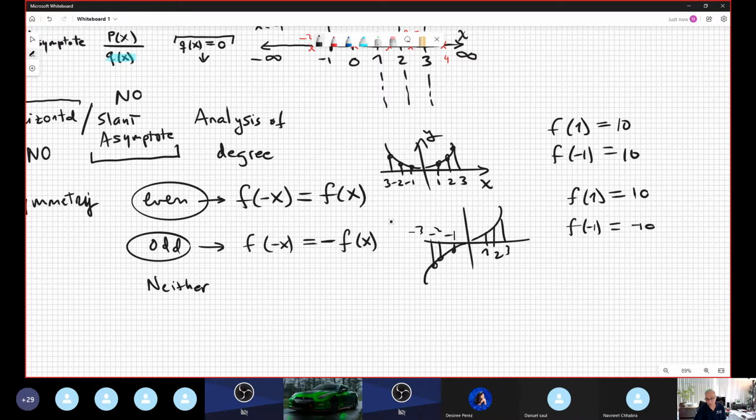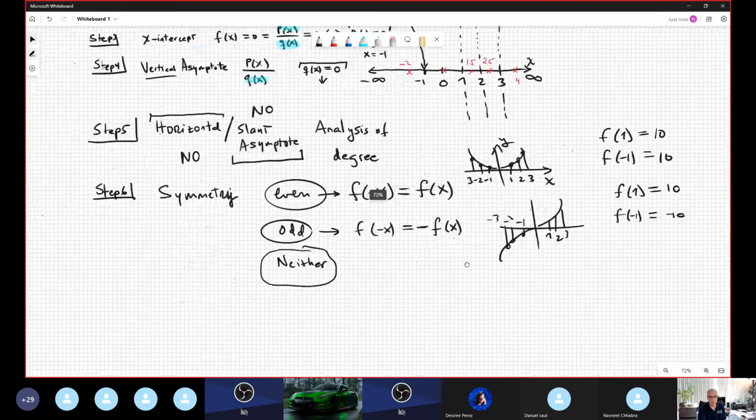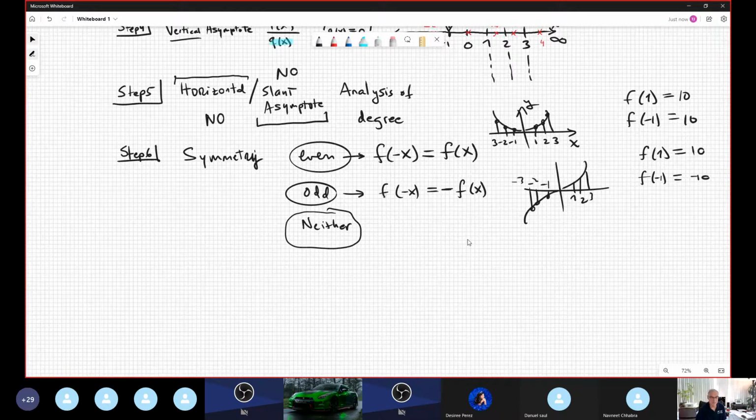Otherwise, the most popular scenario is neither. And neither is not special, it's completely ordinary. So unfortunately, we need to plot the positive part and the negative part completely independently, 2 times. Okay? But we take advantage: you will spend a few seconds to prove the symmetry that I want to show you in detail now. And that's it. And step 7, the last one, is compute additional points.